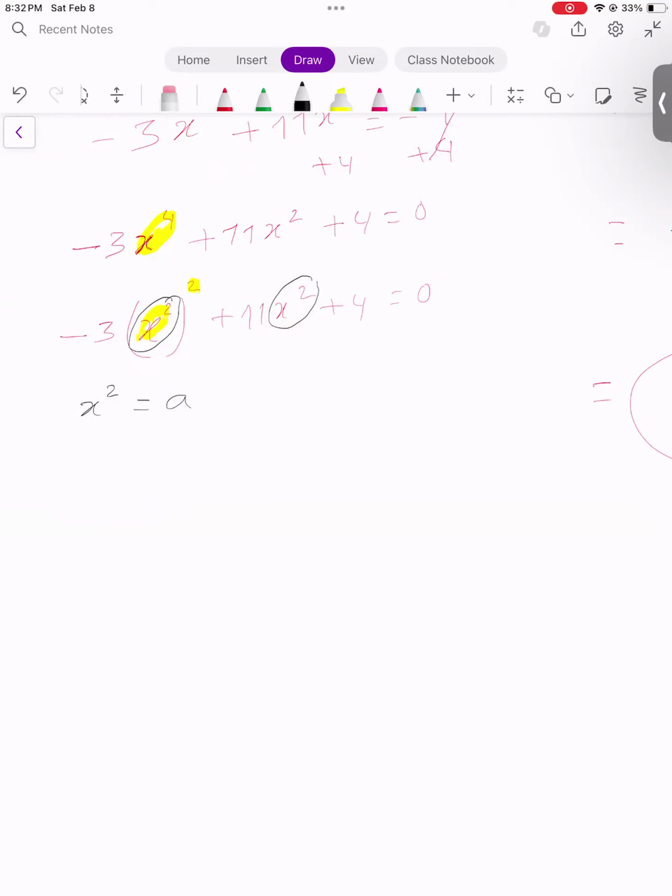So this makes my equation negative 3, for x squared we are using a and we still have this square, plus 11, for this x squared we are using a, plus 4 equals 0. Now, what type of equation do you see here? This equation is a quadratic equation. And we know how to solve a quadratic equation. You can pick any method here: factorization, completing the square, or the quadratic formula. You can use any method here.